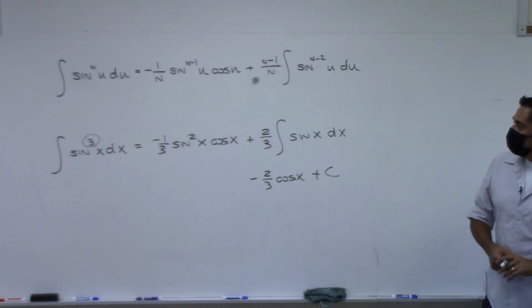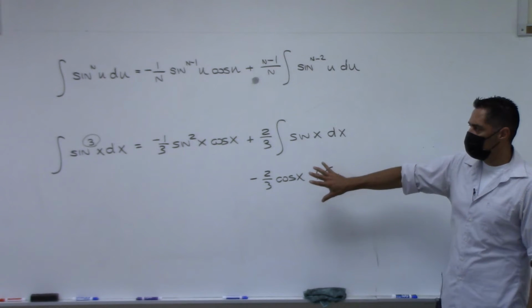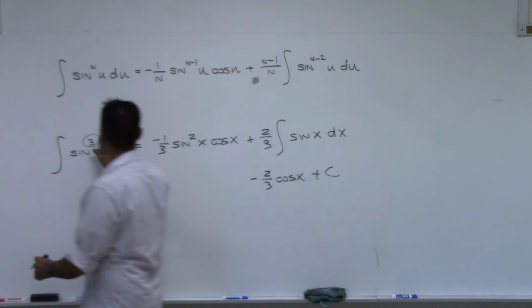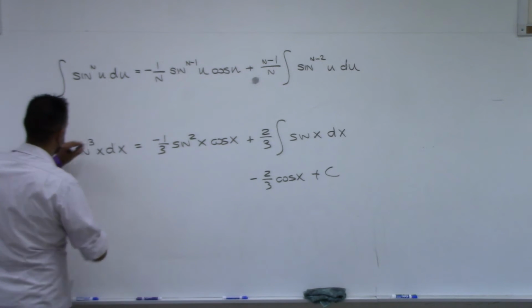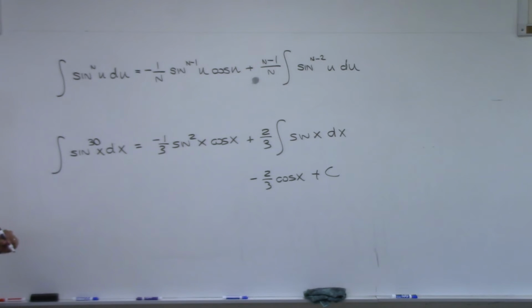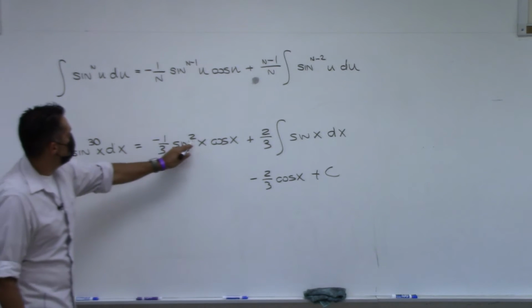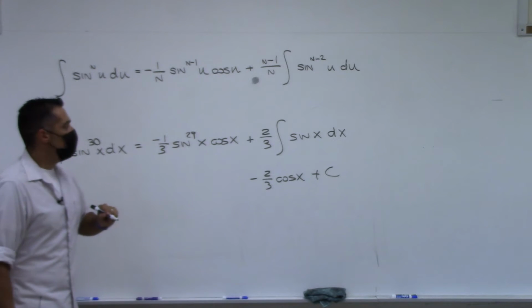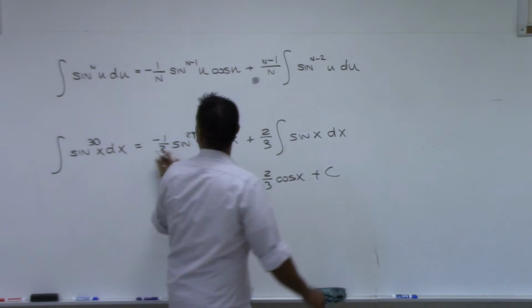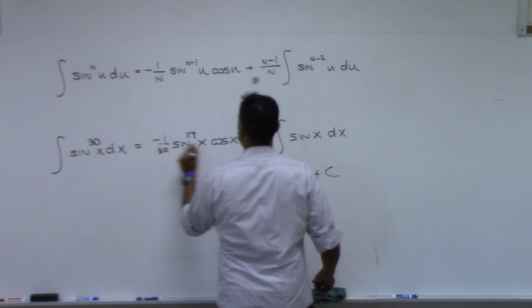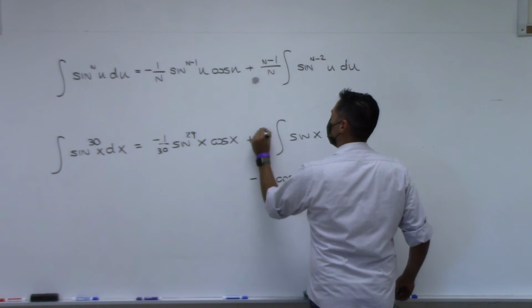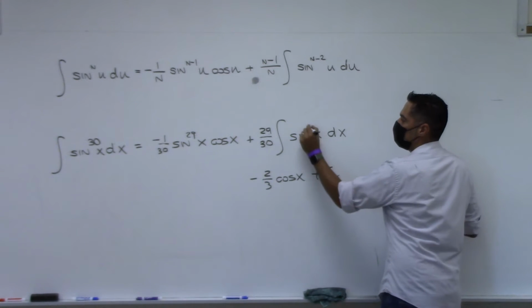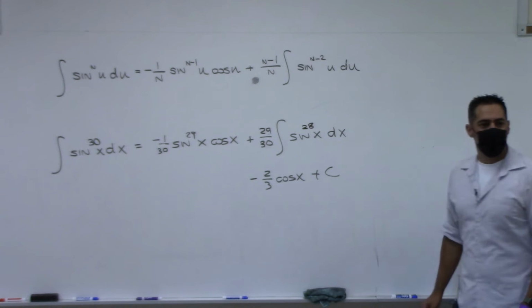Now, any questions there? Because I want to just kind of copy on top of this. Let's say that this would have been the 30th power instead. Then what would change? This would be 29, this would be 30. This would be 29 over 30, and this would be sine to the 28th power, right?